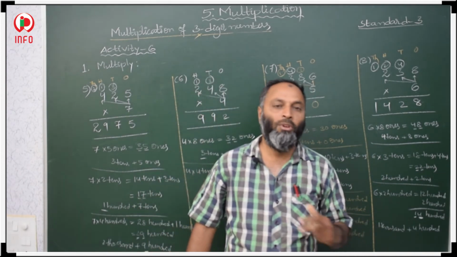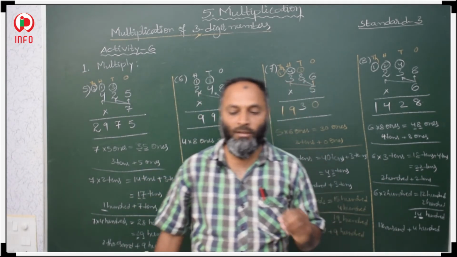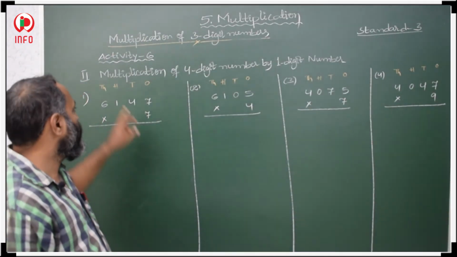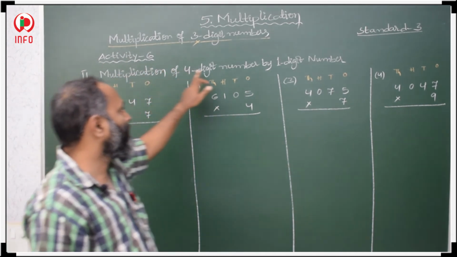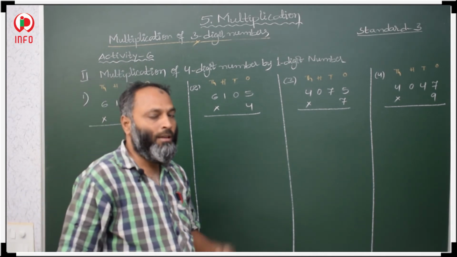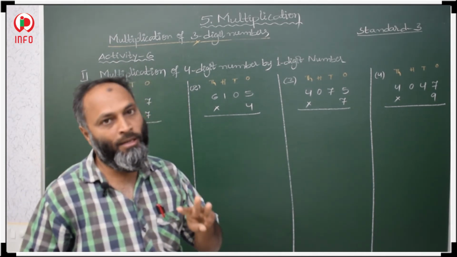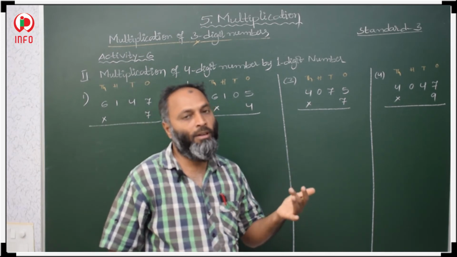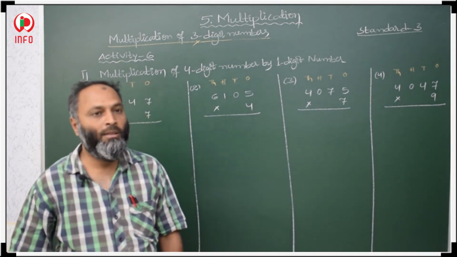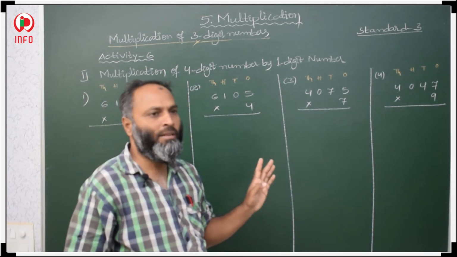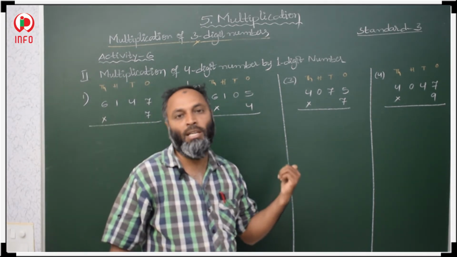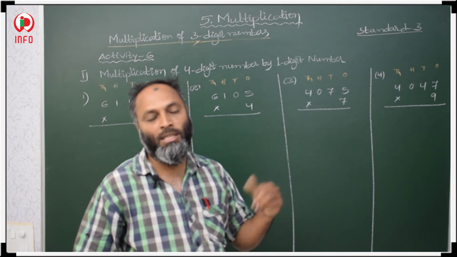So we did 8, 2 more questions were there, those 2 questions you do as your home assignment. Okay. Now next, in activity 6, multiplication of a 4 digit number with a single digit number. Till here we did a 3 digit number with a single digit number. Now we are going to multiply a 4 digit number with a single digit number. Then how to multiply? The process is the same. One more extra digit is there, that is the thousands digit, so that we have to do.